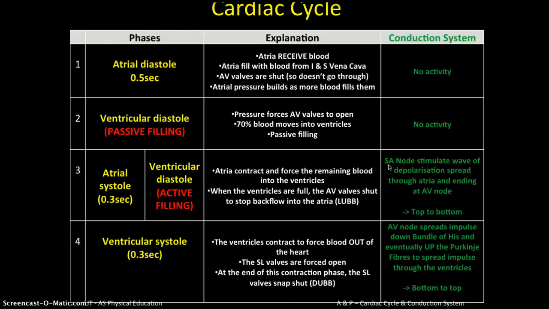So the SA node sends an impulse down through the atria to the AV node. That is what causes atrial systole, the atria to contract. The AV node then sends the impulse down the bundle of His to the bottom of the heart and up the Purkinje fibers, bottom to top, remember. And that is what causes and controls ventricular systole, where the ventricles contract bottom to top to push blood out of the heart.